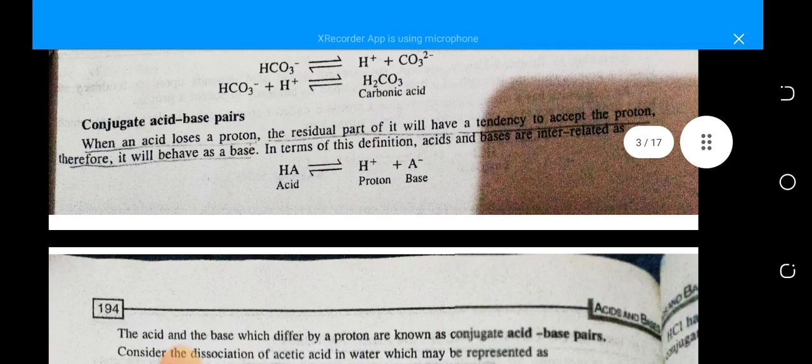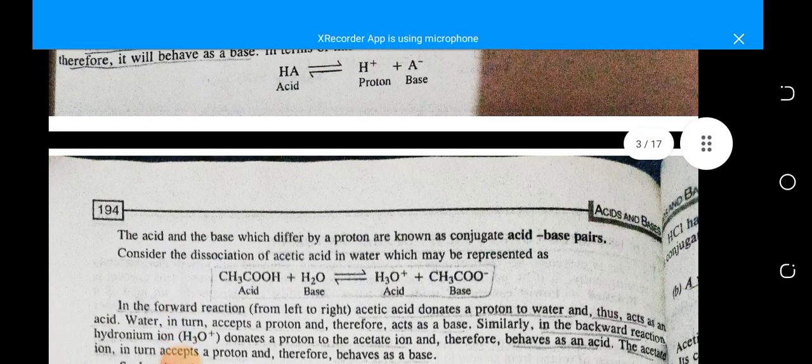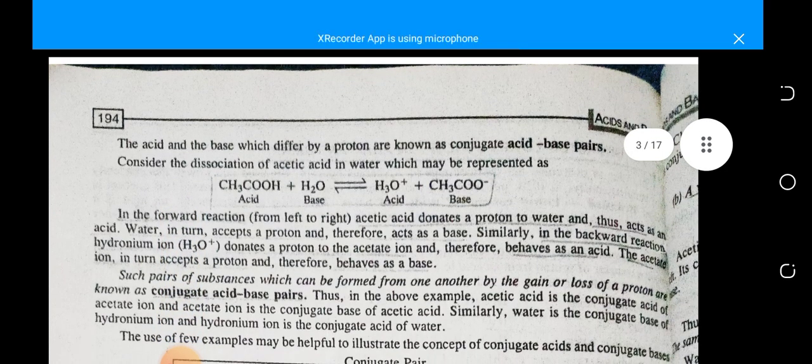Conjugate acid-base pair. When an acid loses a proton, the residual part of it will have a tendency to accept the proton, therefore it will behave as a base. In terms of a definition, acid and base are interrelated as acid is equal to proton plus base. The acid and the base which differ by a proton are known as conjugate acid-base pair.